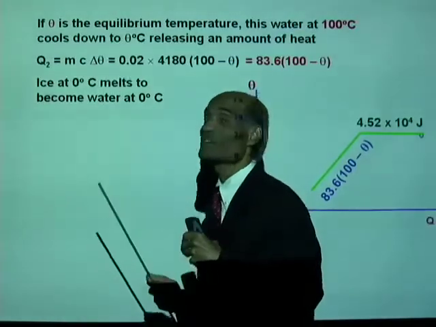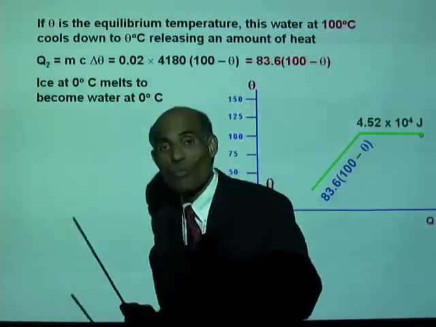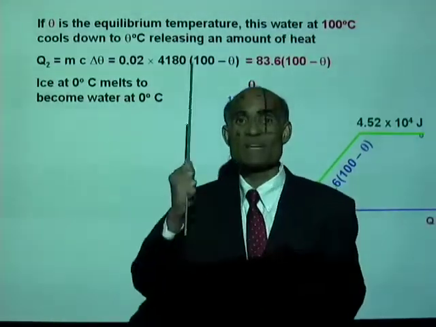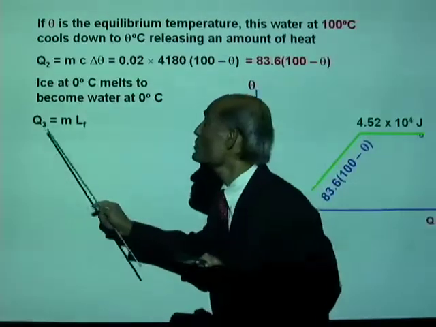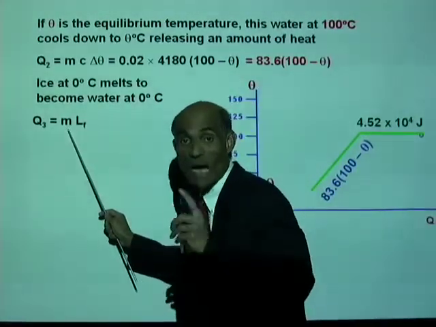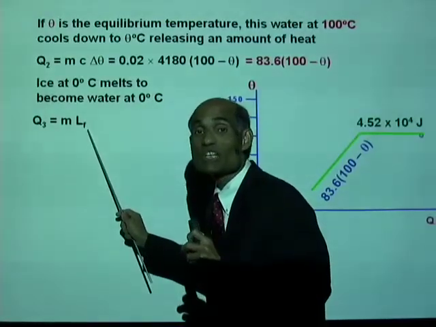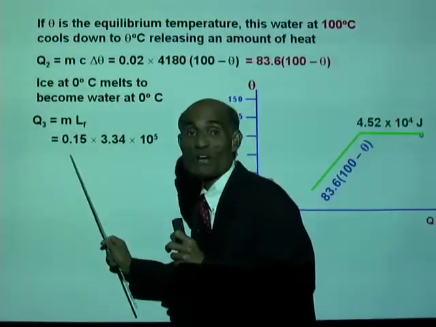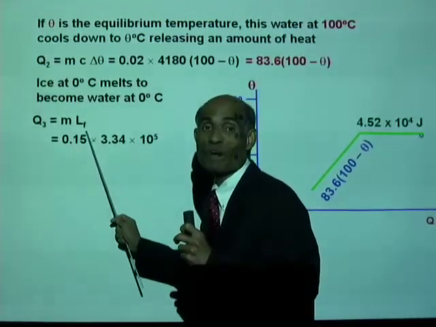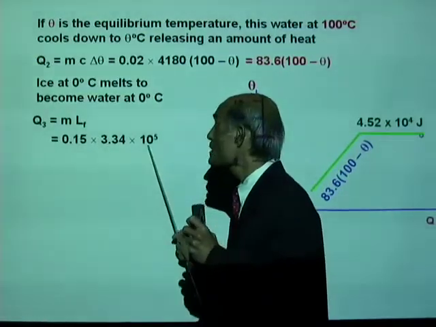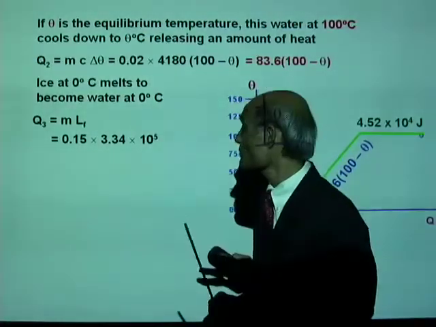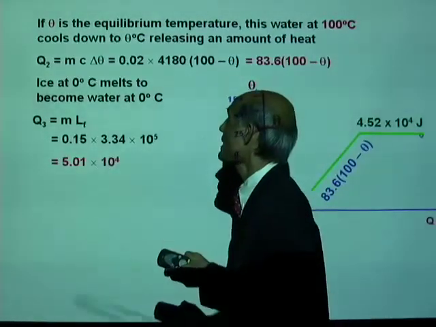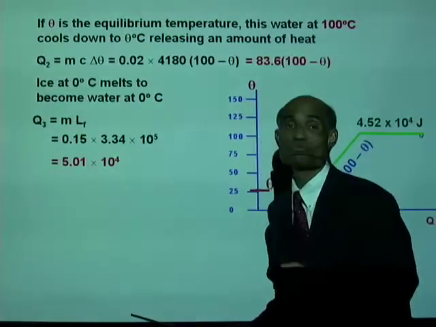So ice at 0 degrees Celsius melts to become water at 0 degrees Celsius. What is the quantity of heat absorbed during that time? It will be Q3 equal to mass of ice times the latent heat of fusion of ice. Now, mass of ice is 150 gram, which is 0.15 kilogram, times latent heat of fusion, 3.34 times 10 to the 5. That is 5.01 times 10 to the 4 joules.